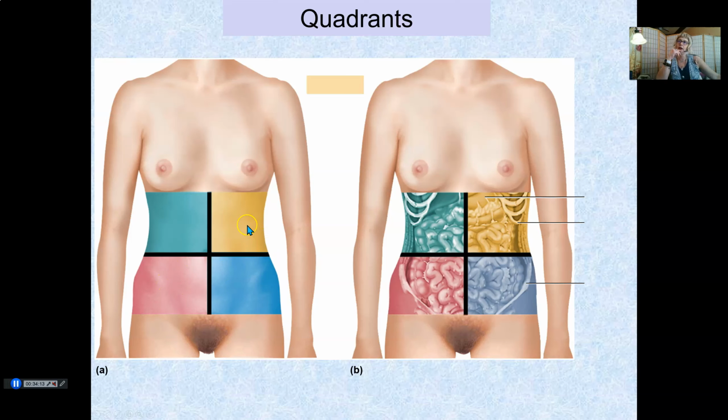What about over here? We're looking at the left upper quadrant. Well, in the left upper quadrant, we have the spleen, we have the stomach, we have retroperitoneal. What does that mean? Peritoneum is the tissue, the connective tissue, the lining. And when we talk about organs that are behind this peritoneum, we say retroperitoneal. So basically, your pancreas is very posterior. It's behind the stomach. It's retroperitoneal, behind that tissue. So the pancreas is also located there.